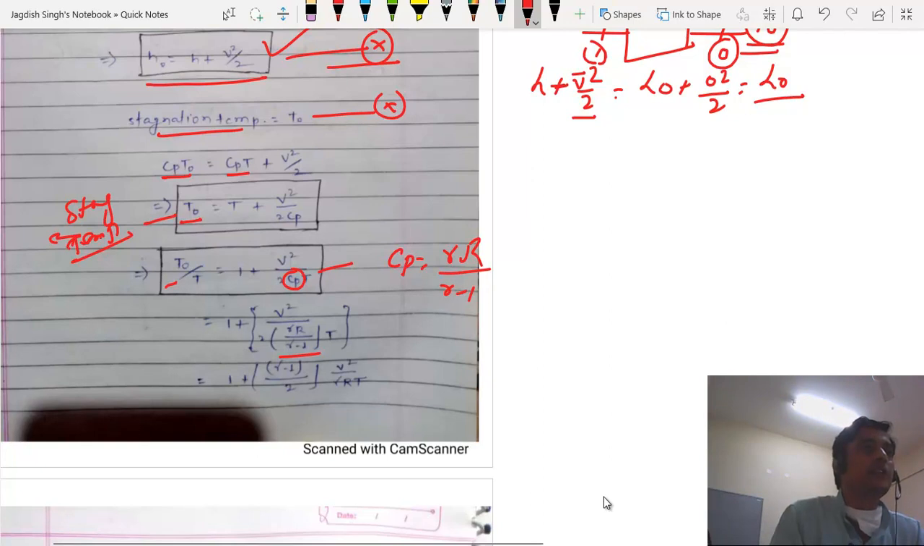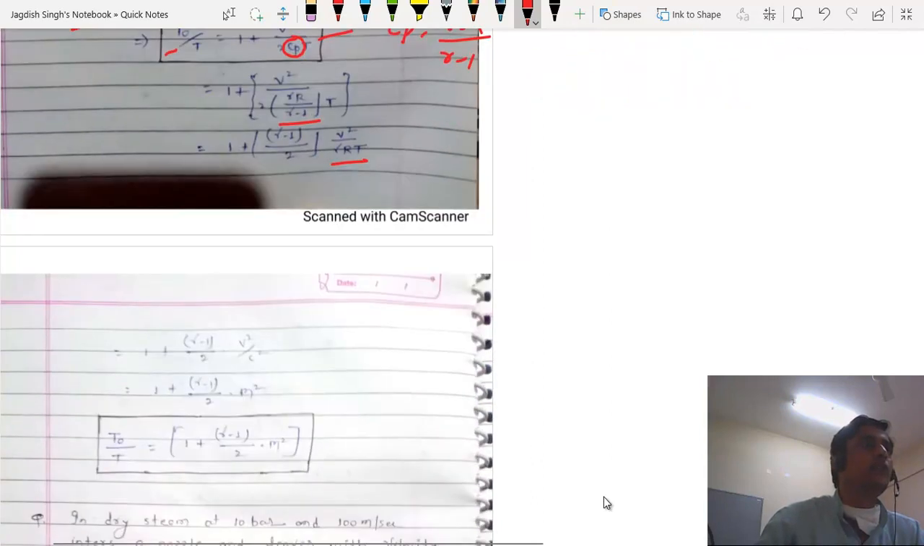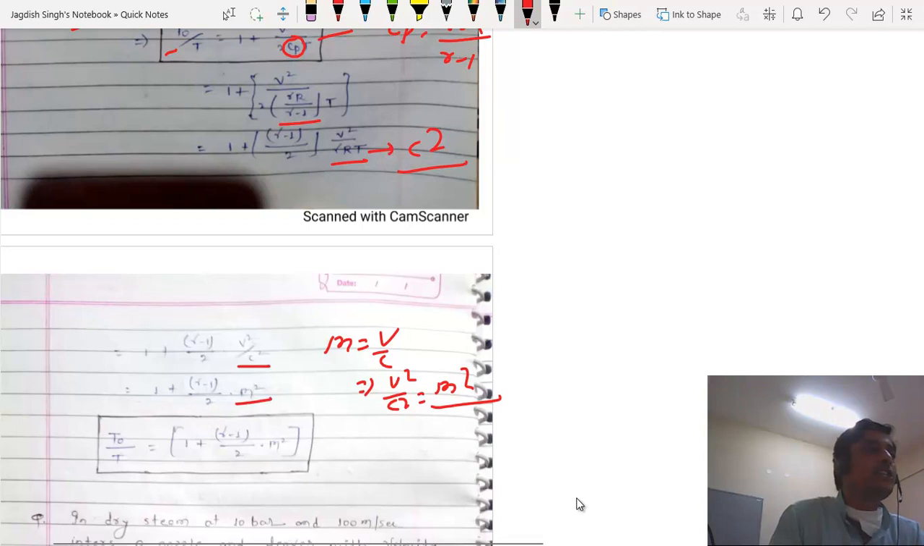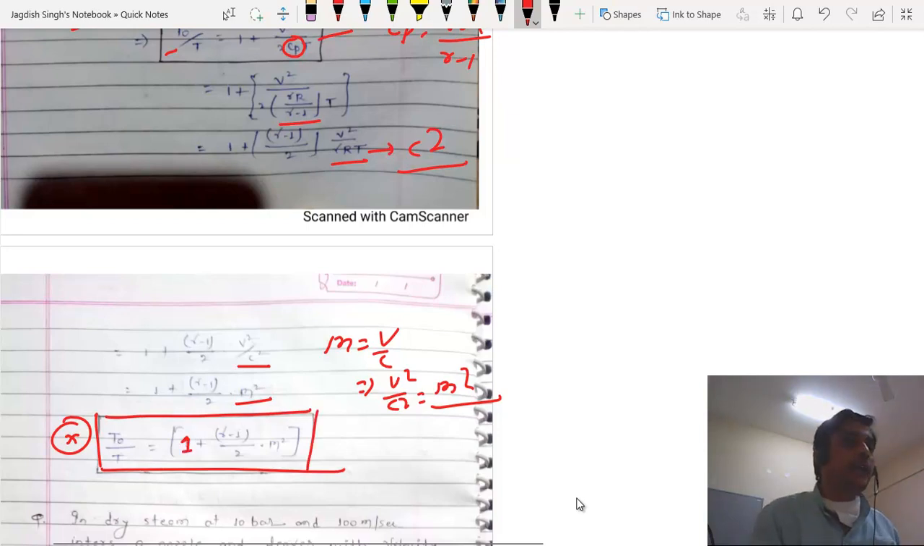We will get 1 plus gamma minus 1 by 2 into V square by gamma RT. We know gamma RT is equal to C square, so you can write 1 plus gamma minus 1 by 2 into V square by C square, and we know that M is equal to V by C. This implies V square by C square is equal to M square. Therefore, T naught by T is equal to 1 plus gamma minus 1 by 2 into M square, where M is the Mach number. This equation is very important.